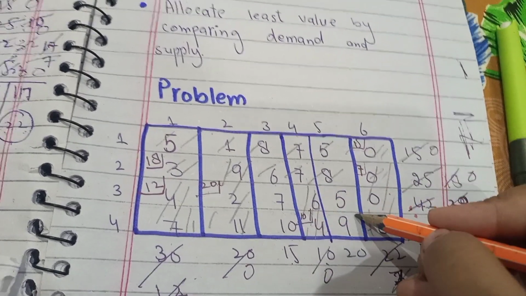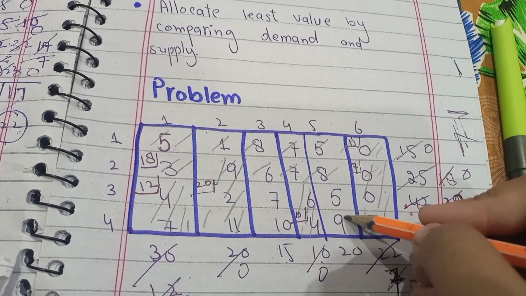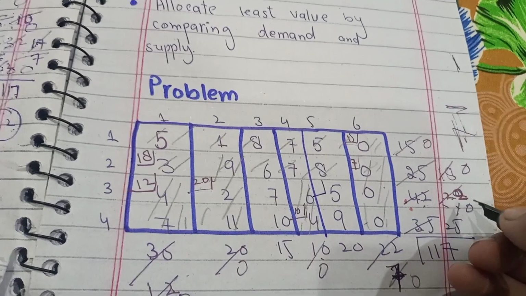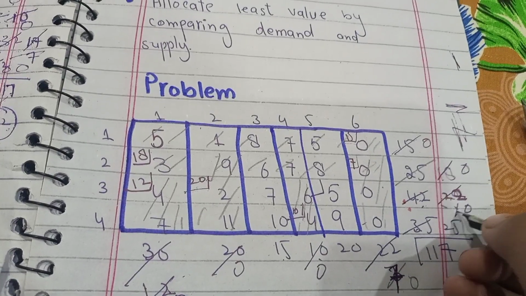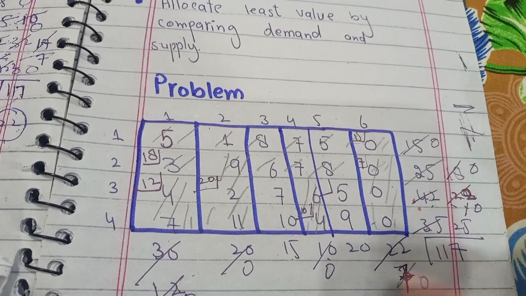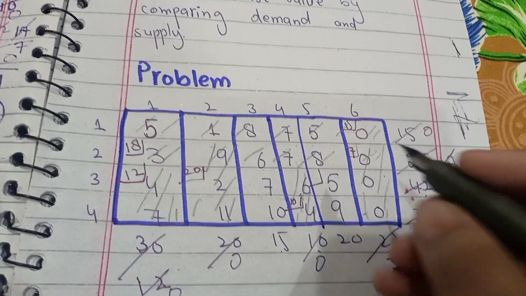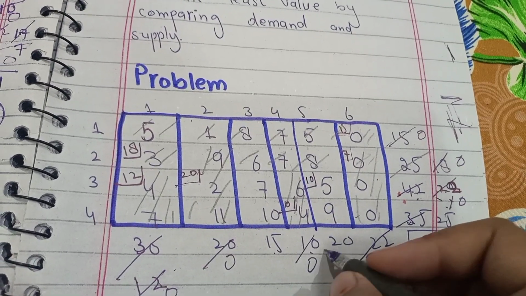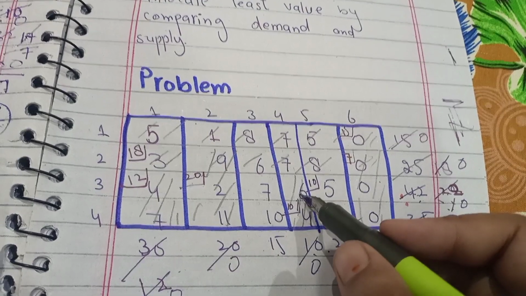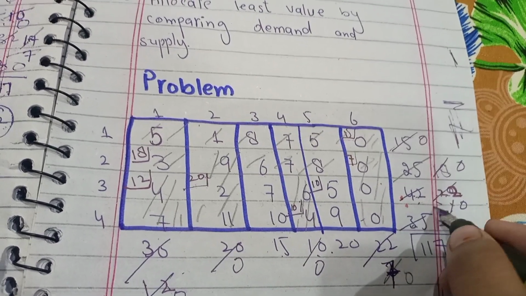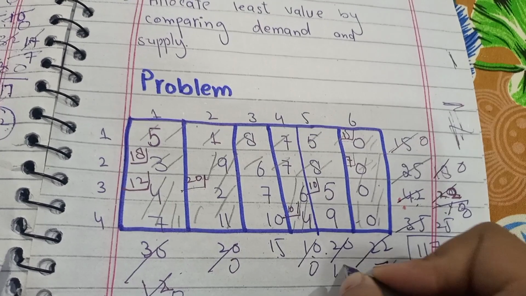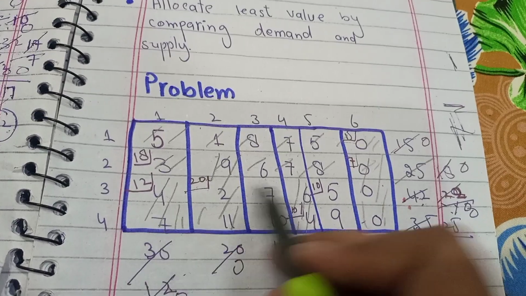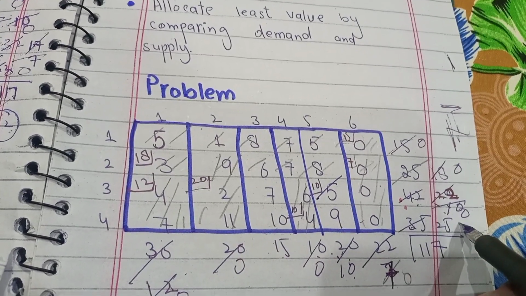Now there are 4 cells, 7, 5, 10, 9. 5 is the least number, so we will choose 5. With respect to 5, 10 is the supply and 20 is the demand. We will allocate 10 here because 10 is the least number and 20 is more. 10 will be cancelled out and 20 will turn into 10 because 20 minus 10 equals 10. This row will be cancelled out because the supply is 0.